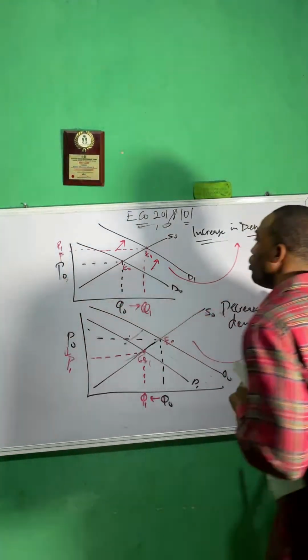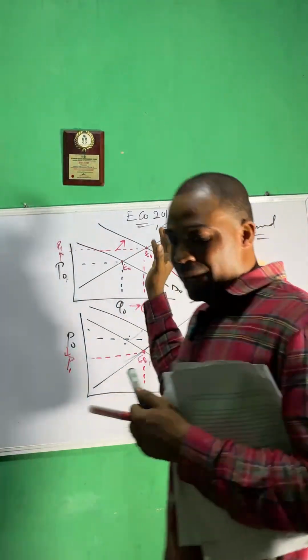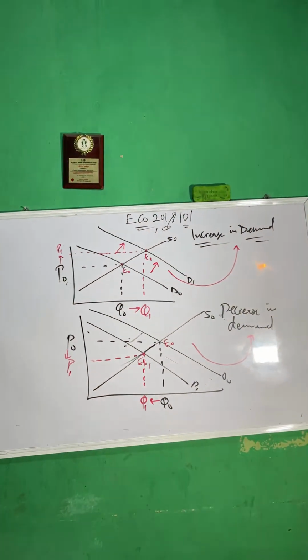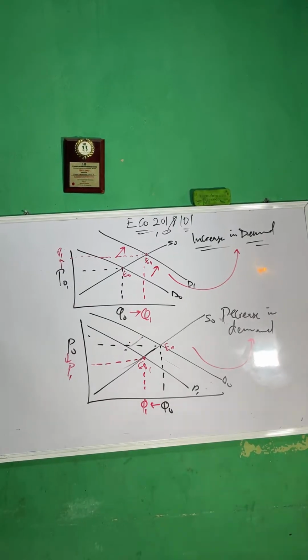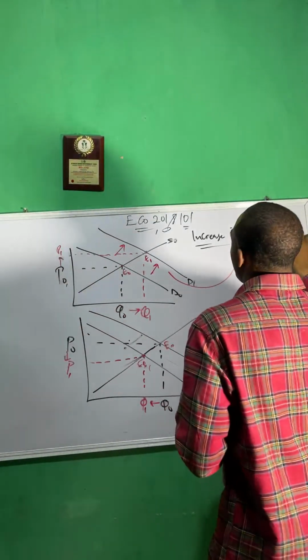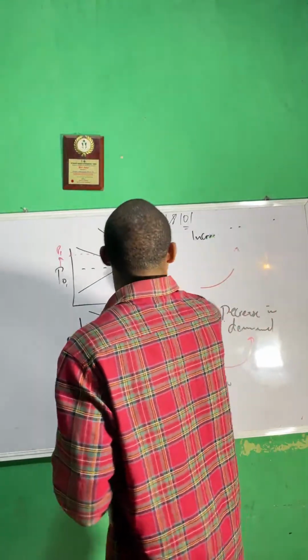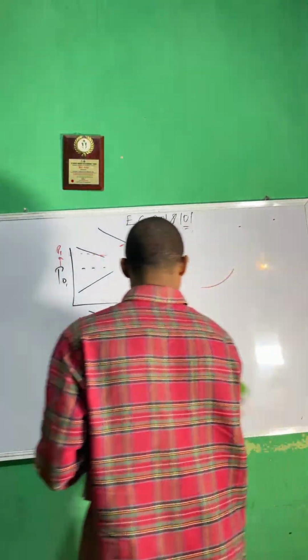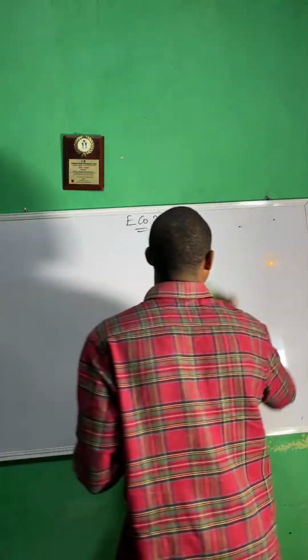This is change in equilibrium. So, increase in demand where supply remains constant, and decrease in demand where supply remains constant. So let's move on to increase in supply, when demand remains constant, and decrease in supply where demand remains constant. I need to rub this off.